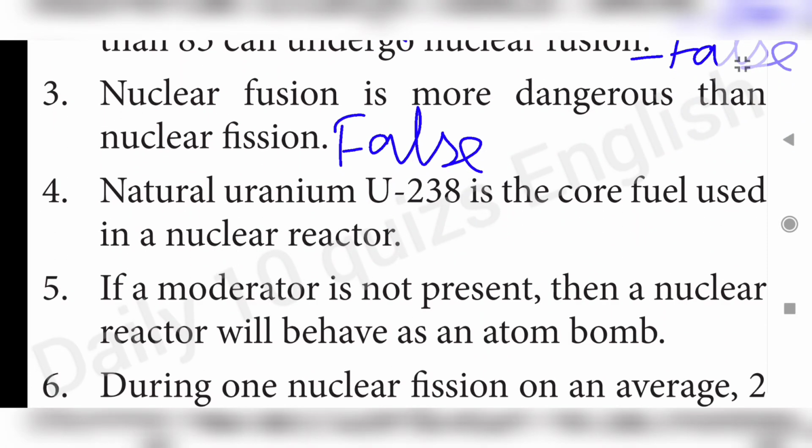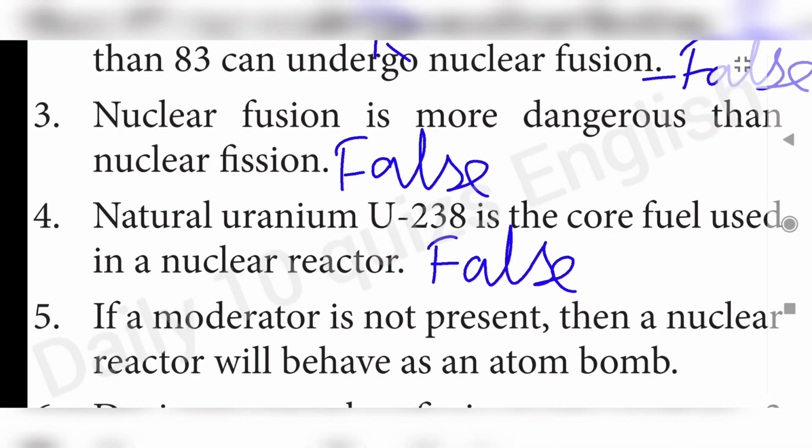Fourth one, natural uranium, that is U-238, is the core fuel used in a nuclear reactor. Answer, false. So the correct statement is U-238, that is uranium, is not a fissile material but is abundant in nature. But in a reactor, this can be converted into a fissile material, that is Pu-239 and U-233. Only fissile material are used in the fuel of a nuclear reactor.